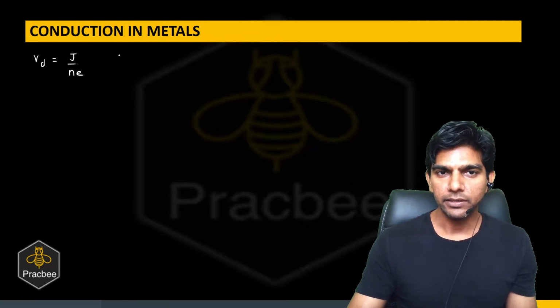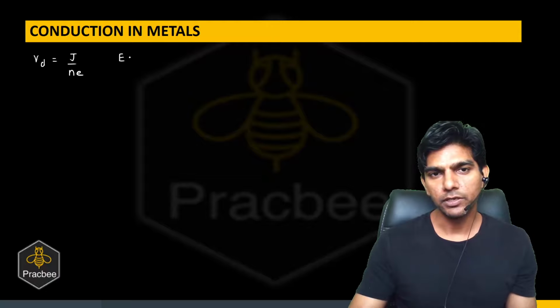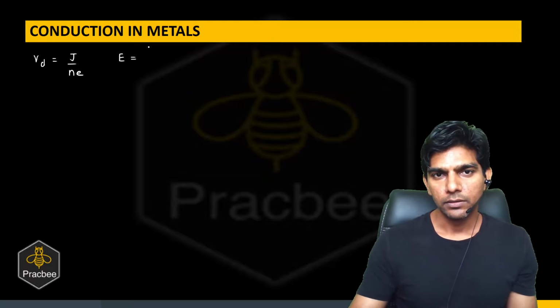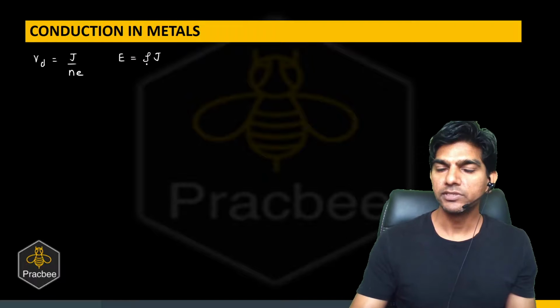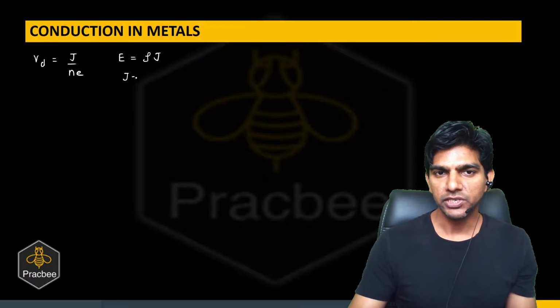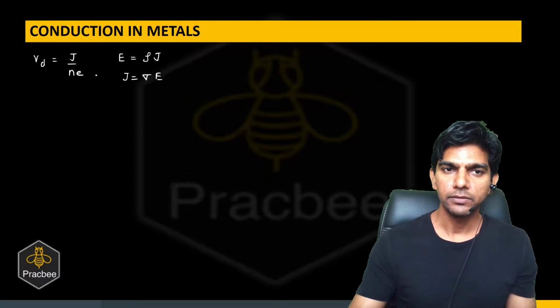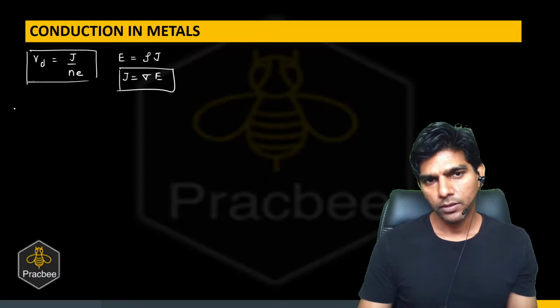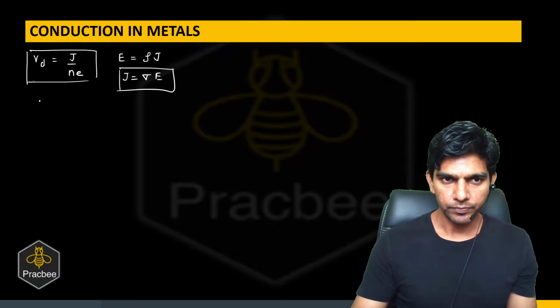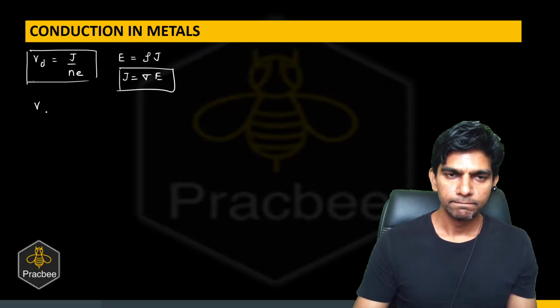And we also know that the electric field inside the conductor will be equal to rho J, where rho is the resistivity. And we can also write this as J equals sigma times E. Is it clear? So we already know these two formulas, and drift velocity.